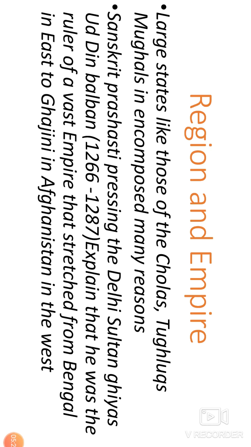Then see, regions and empires. Large states like those of the Cholas, Tughlaqs, and Mughals encompassed many regions. The Sanskrit prashasti praising the Delhi Sultan Ghiyasuddin Balban, from 1266 to 1287, explained that he was the ruler of a vast empire that stretched from Bengal in the east to Ghazni in Afghanistan in the west. Here we can see a map of India. Many regions of the past are given, and their capitals are also here.